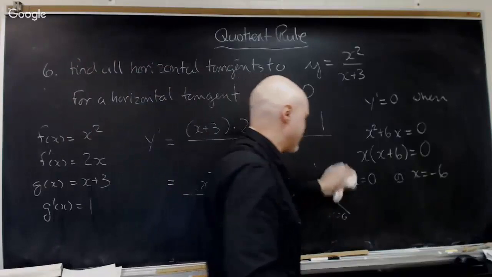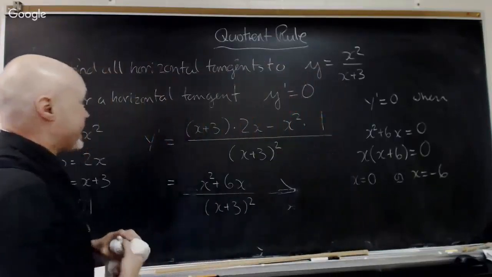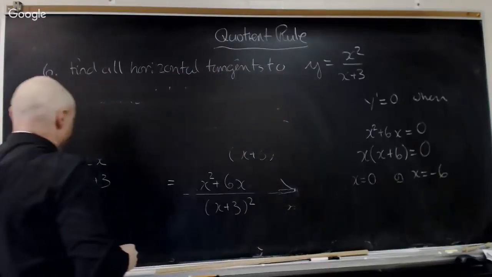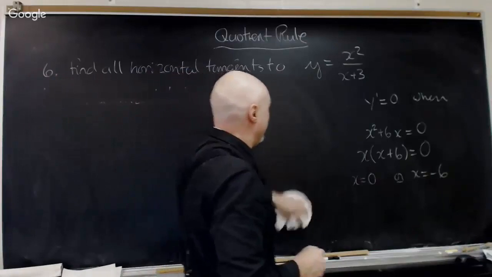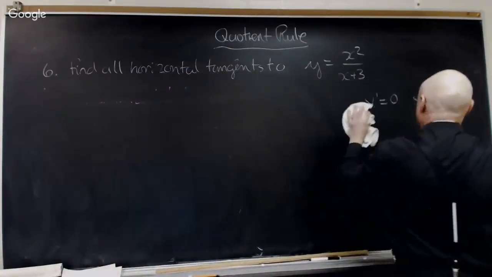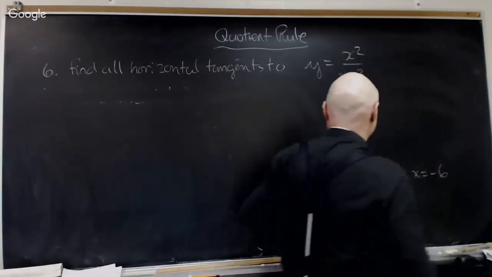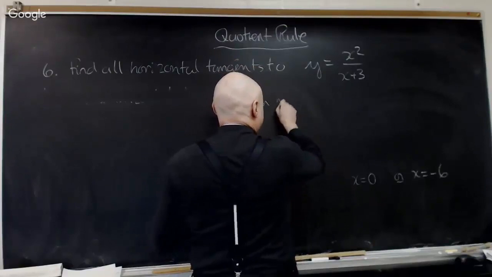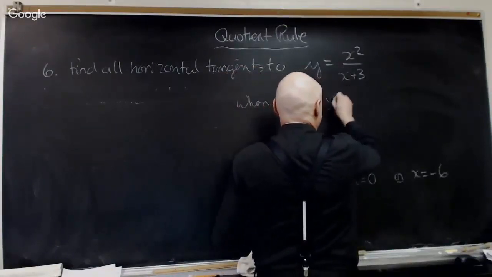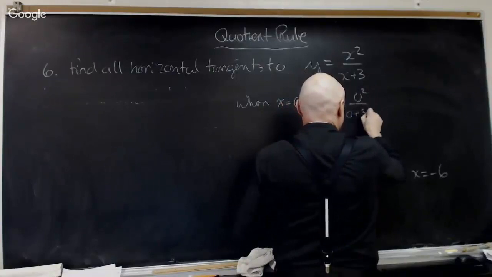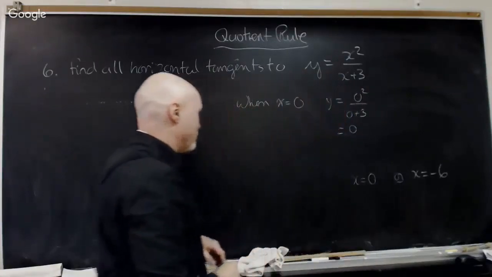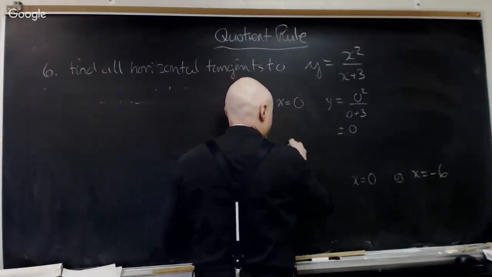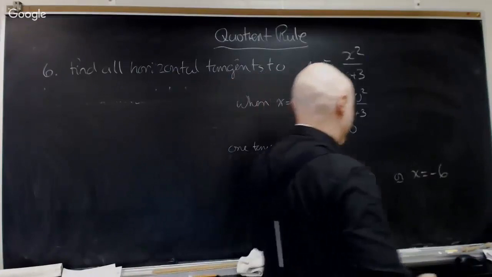Okay, so I'm just going to take my x's, and I'm going to plug them back into the original equation up there. I just need to find my y-coordinates where my horizontal tangent goes through. So when x is equal to 0, y is equal to 0 squared over 0 plus 3, which is just 0. And so one of my tangents is y equals 0. Okay.